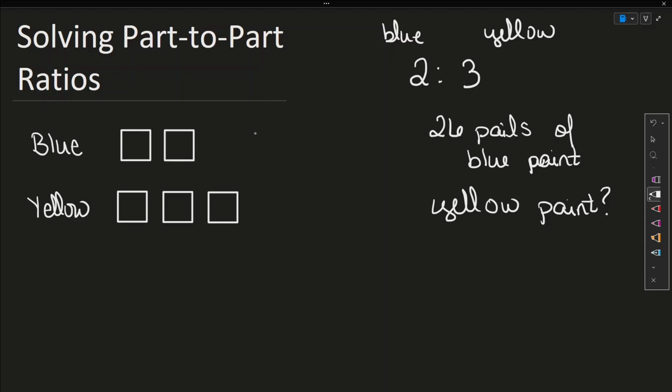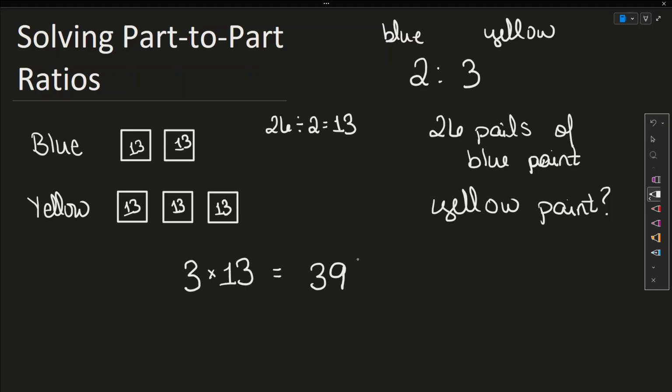We know the blue row has 2 squares. Those 2 squares represent 26 pails of blue paint. So each square represents 26 divided by 2, or 13. So each part is 13 pails of paint. And that's true for all of my squares. The yellow row has 3 squares. So the yellow paint amount is 3 times 13, or 39. You will need 39 pails of yellow paint.